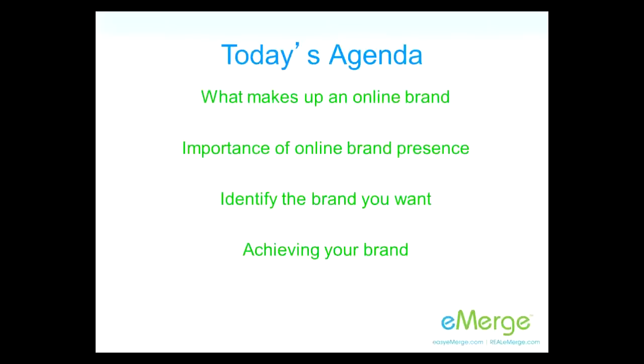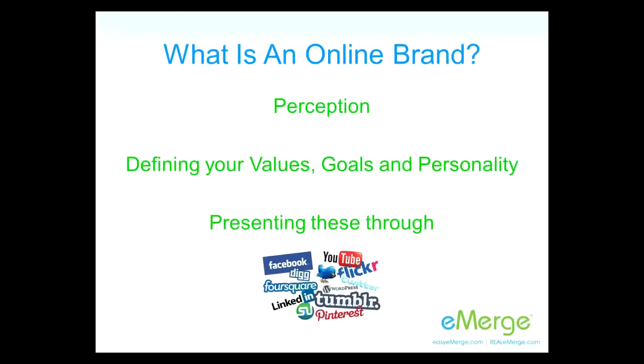So in today's agenda, what we're going to be discussing is what makes up your online brand, the importance of having an online brand presence, identifying what you want in your brand presence, and how you can go about achieving that online visual brand. So what is an online brand? Really, it's about shaping your audience's perception of your business by defining your values, your goals, and your personality. Then presenting these through your online channels with consistent imagery and messaging, and building relationships with your audience through engaging communication.